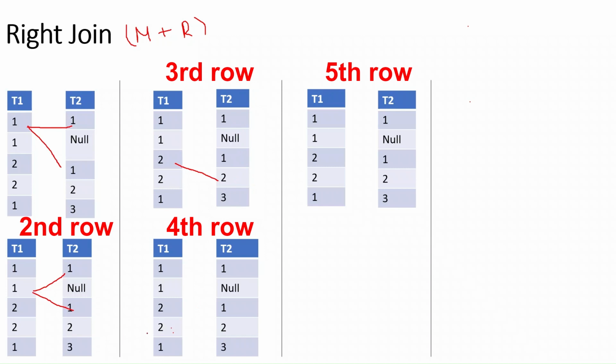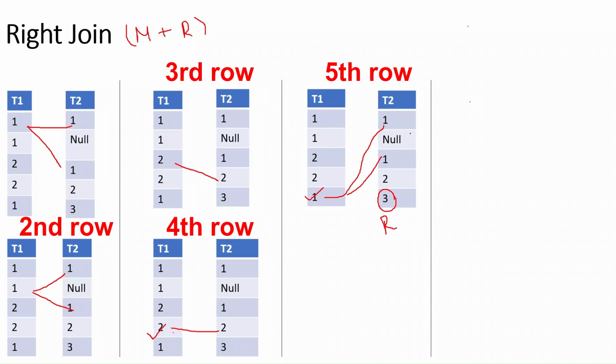And now we go for the fourth row in the left side table. It is 2. See here, this 2 is present only one time in the right side table. At last, the fifth row. The fifth row is 1. Check the matched records: 1 is present 2 times, so we get 2 ones in the output. At last, 3 and null are there.